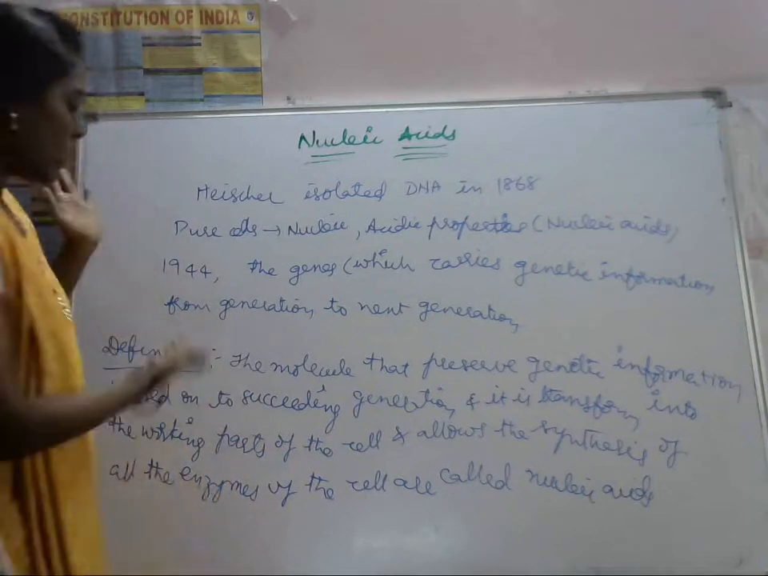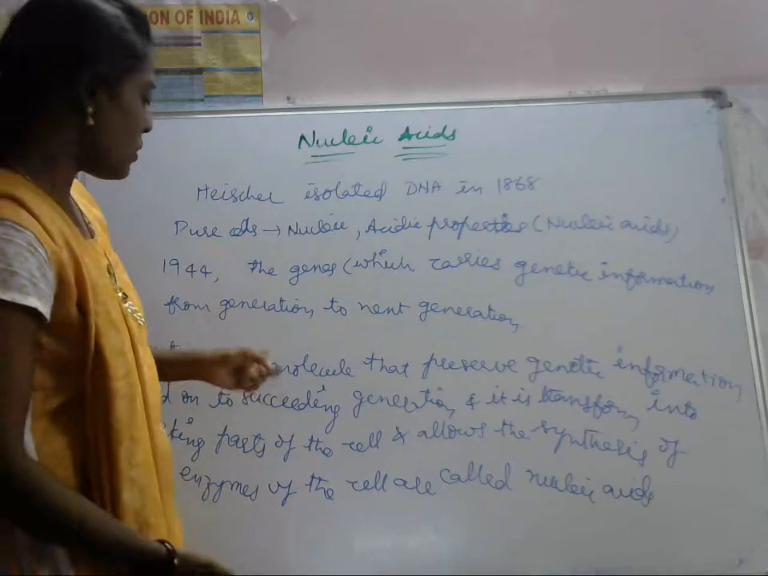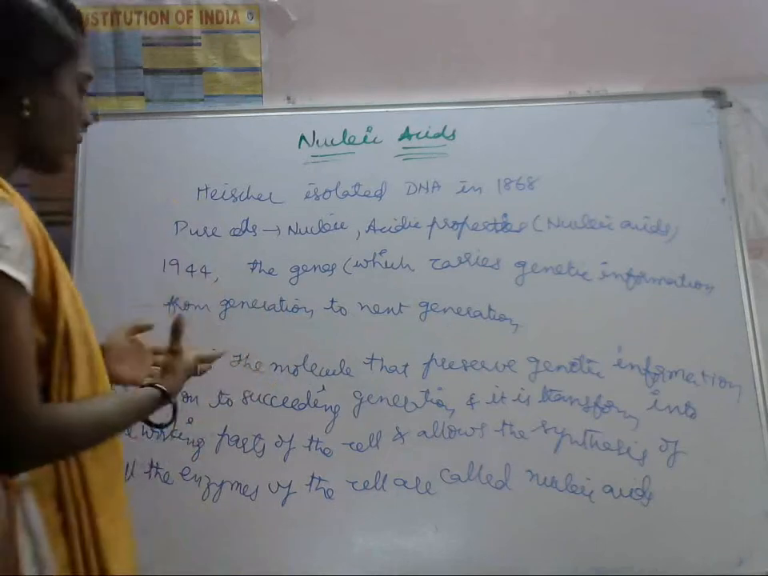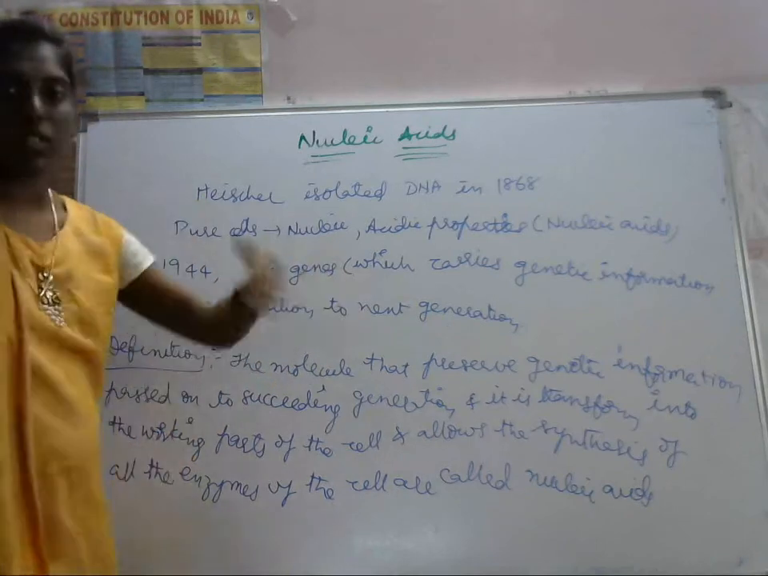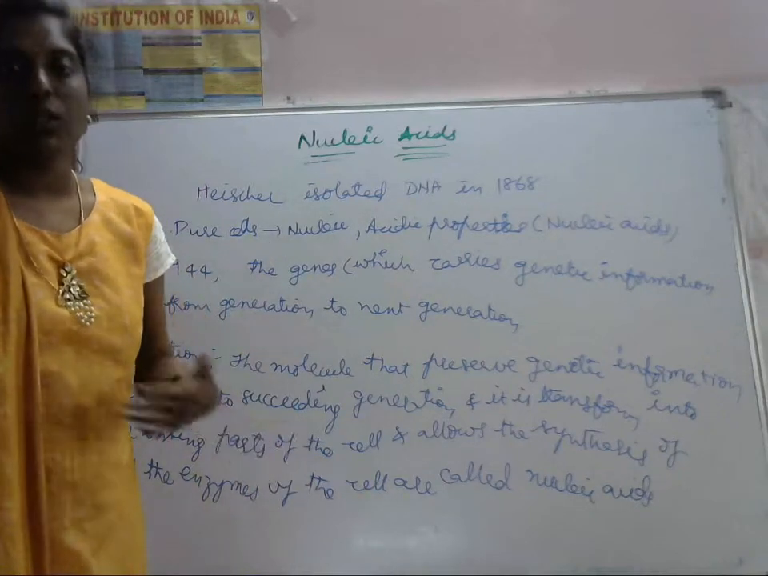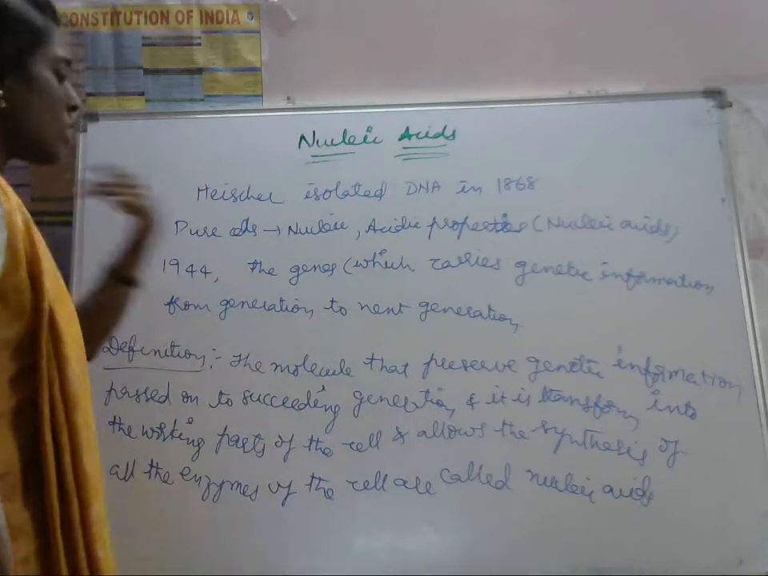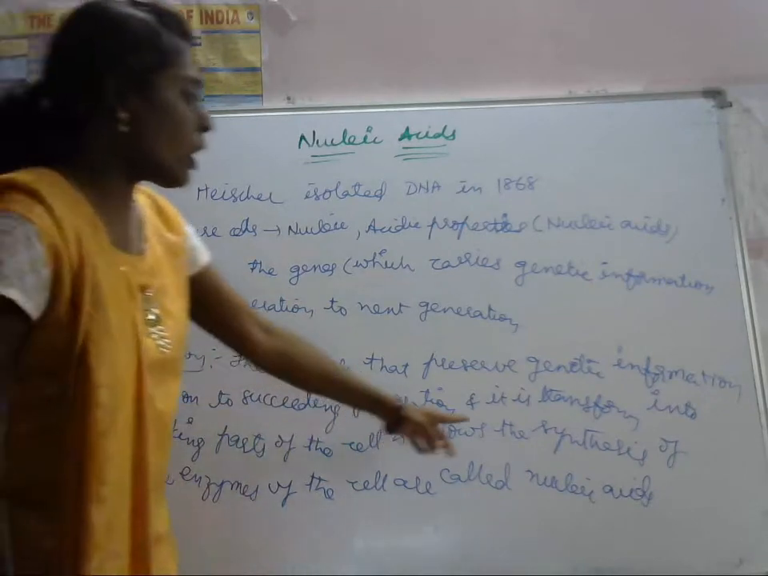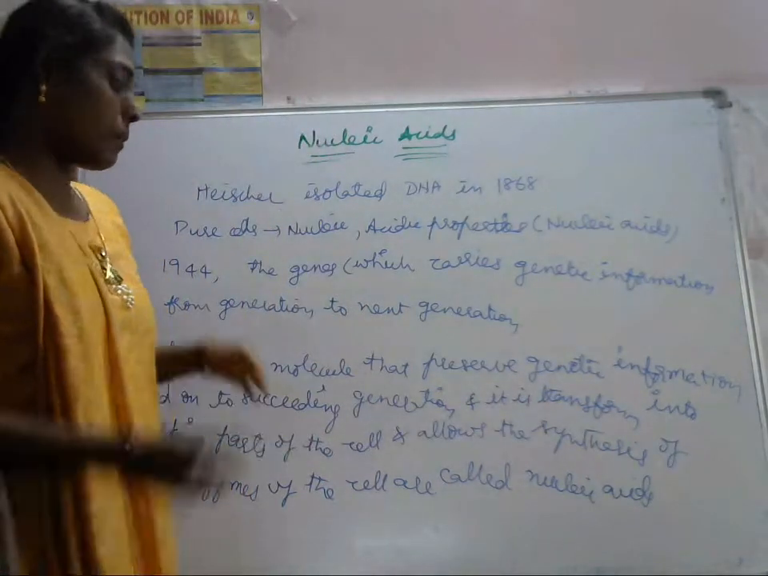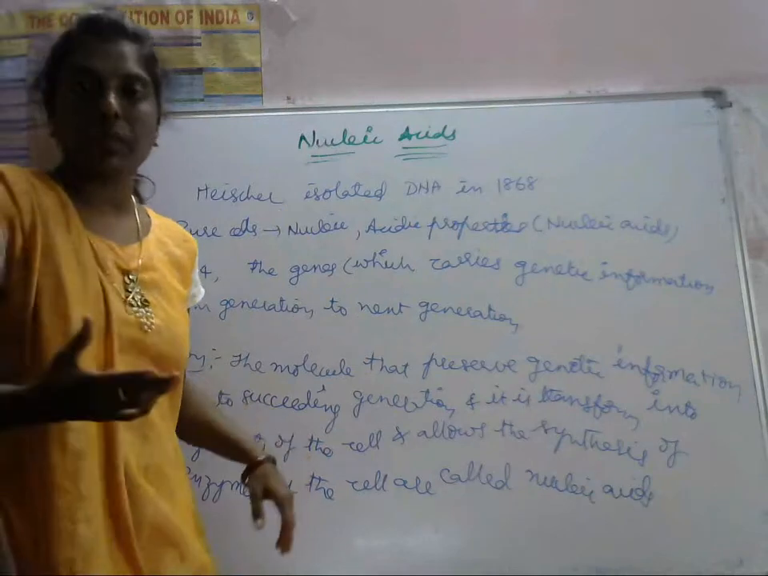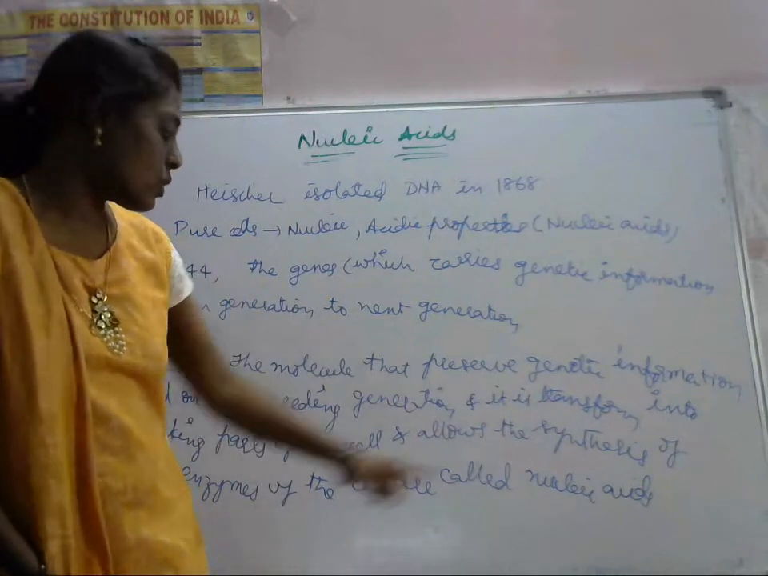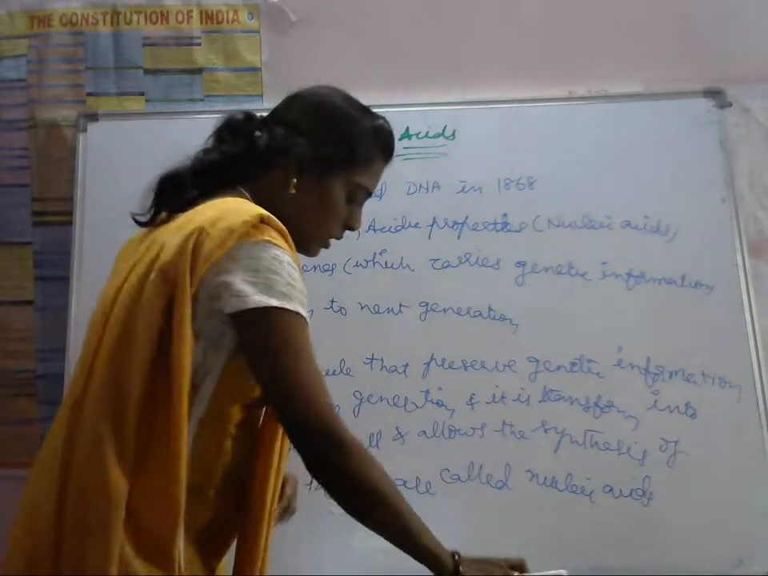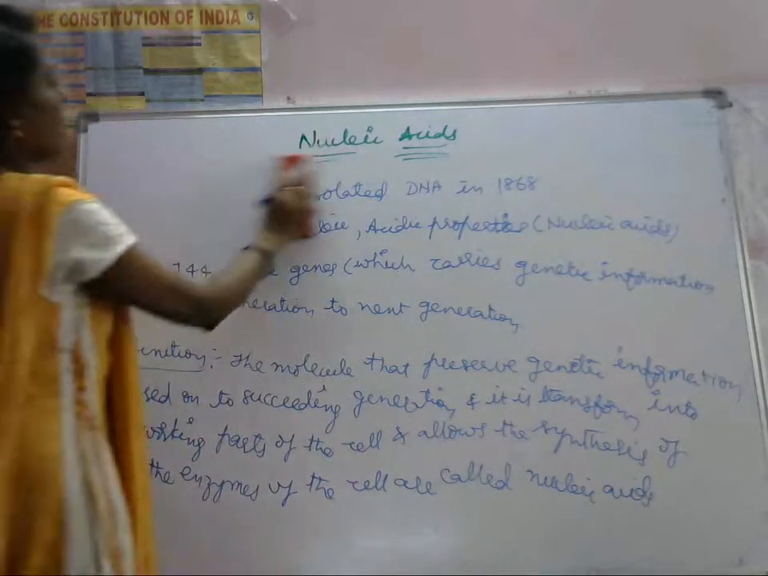Okay. So that's why he gave one definition: it is the molecule that preserves genetic information and passes it to the succeeding generation, meaning the coming generation. So this passes the genetic information from generation to next generation. That is called a succeeding generation. Okay, and it is transformed into the working parts of the cell, meaning this DNA is transformed into the working parts of the cells, and the synthesis of all the enzymes. These are called nucleic acids. Okay, so this is about the nucleic acids. Let's see how these are formed.